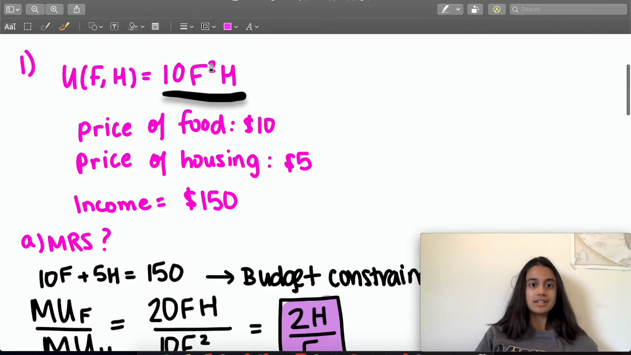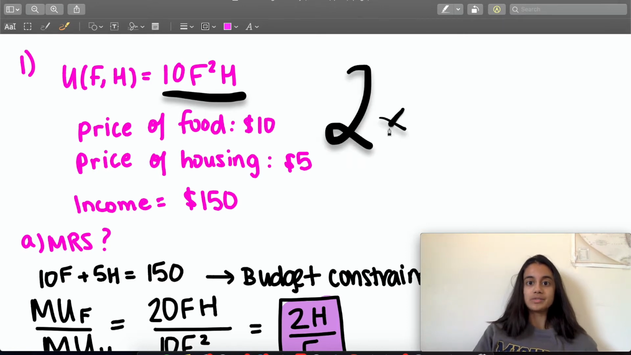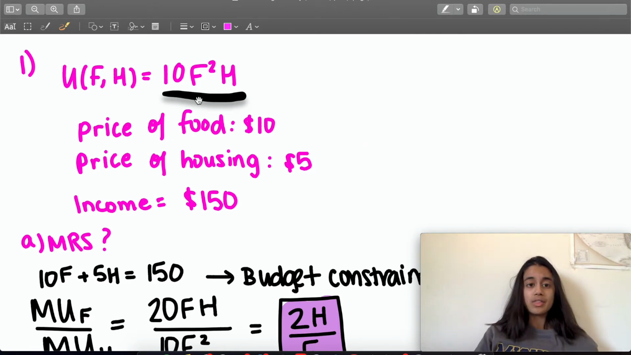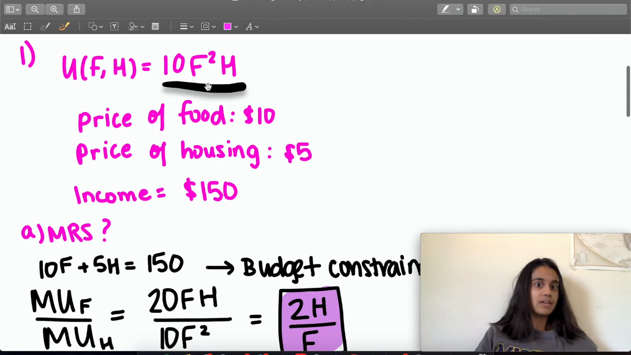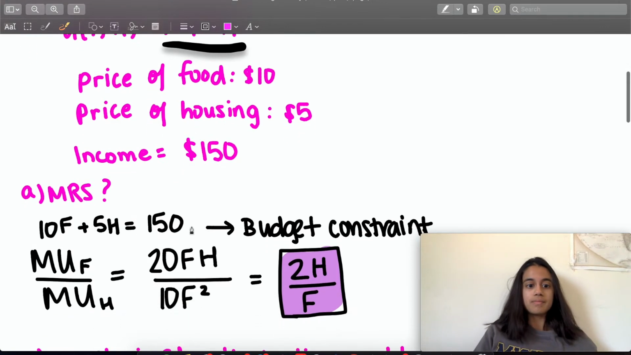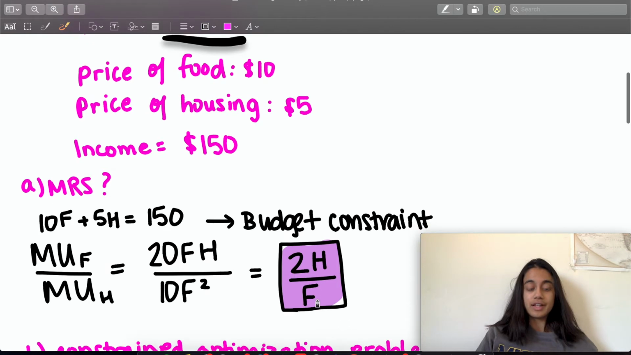Over, now we take the partial derivative with respect to h. Treat this entire thing as a constant, and that's the thing we're deriving. Think of it like 2x. What's the derivative of 2x? It's 2, where x is like my h. So when you're deriving it, you just get 10f squared. That would be your marginal utility of h. So simplify all of that and you get 2h over f as my MRS.